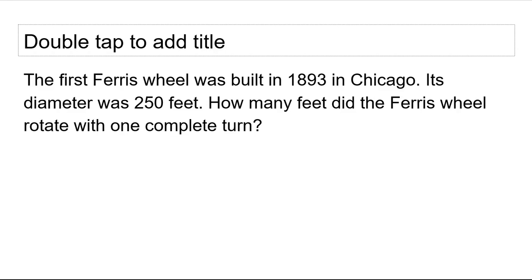The first Ferris wheel was built in 1893 in Chicago. Its diameter was 250 feet. How many feet did the Ferris wheel rotate in one complete spin? When it says one complete spin, we're talking about circumference.